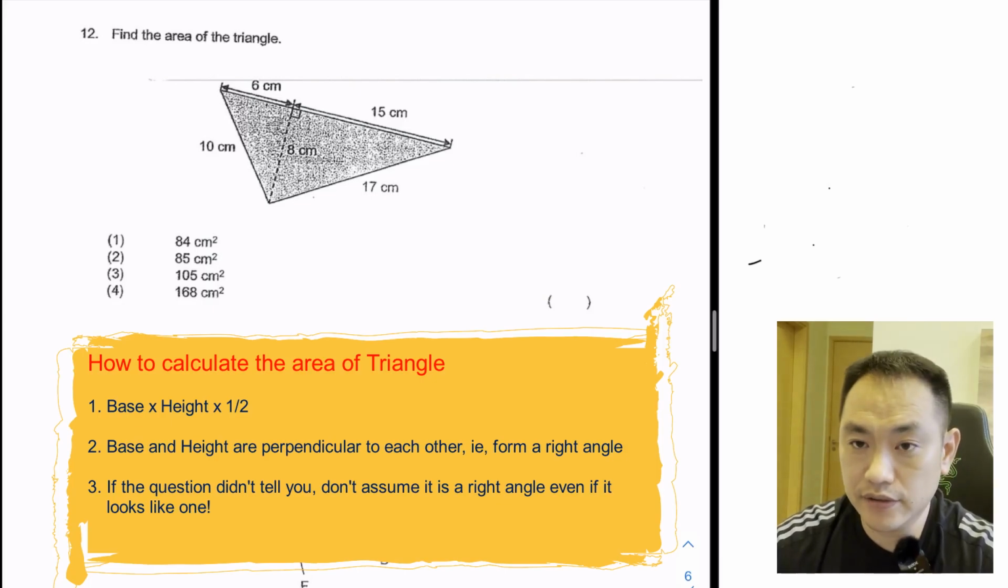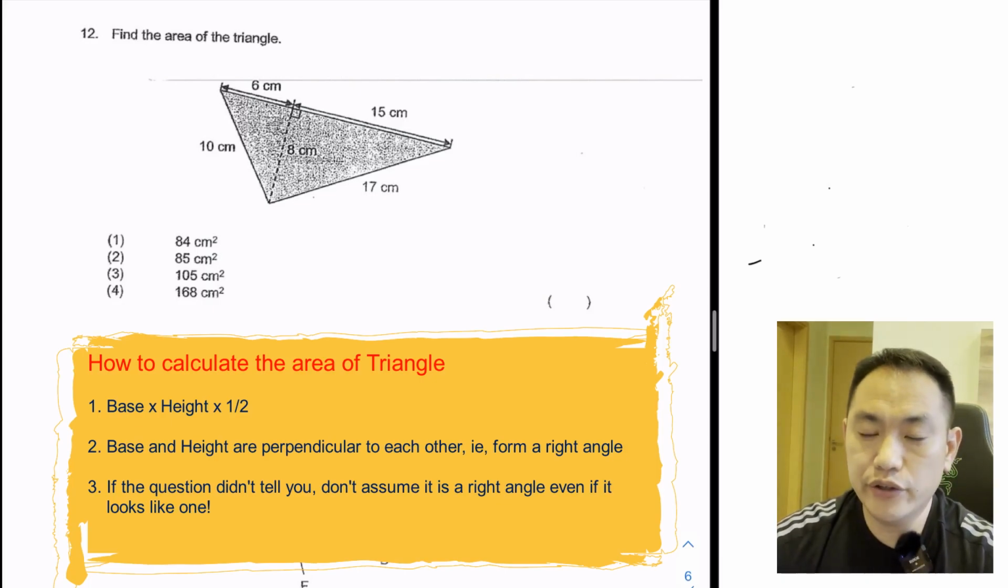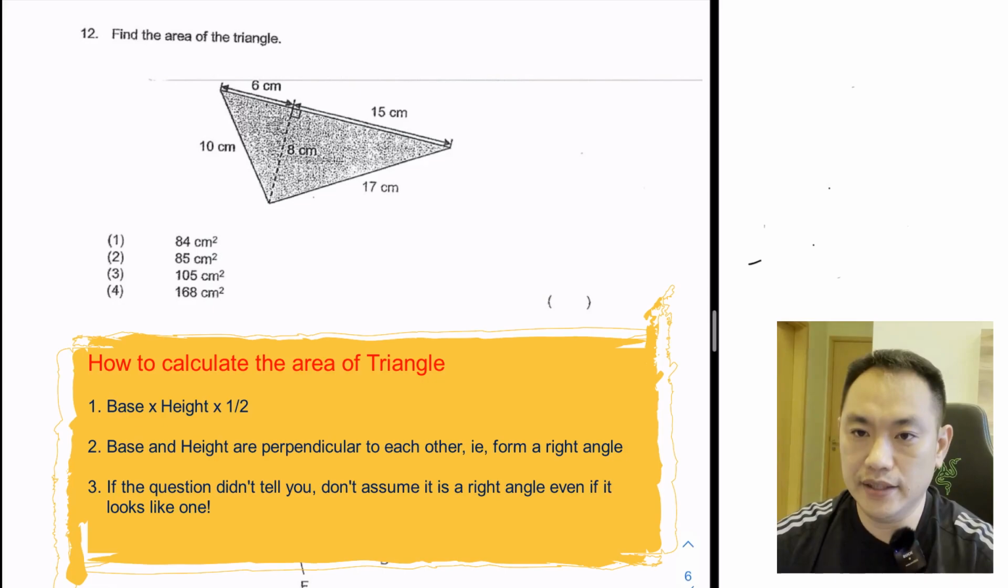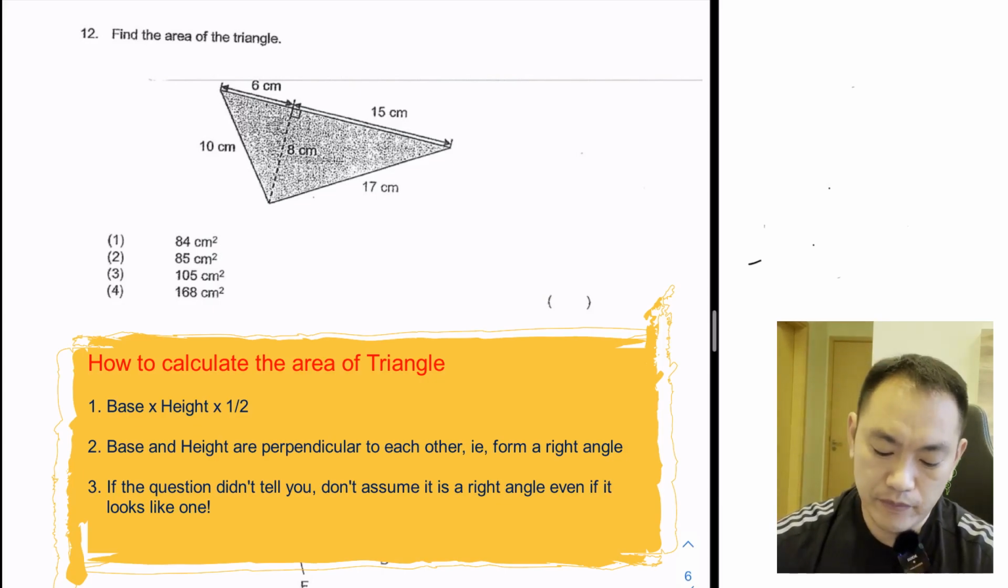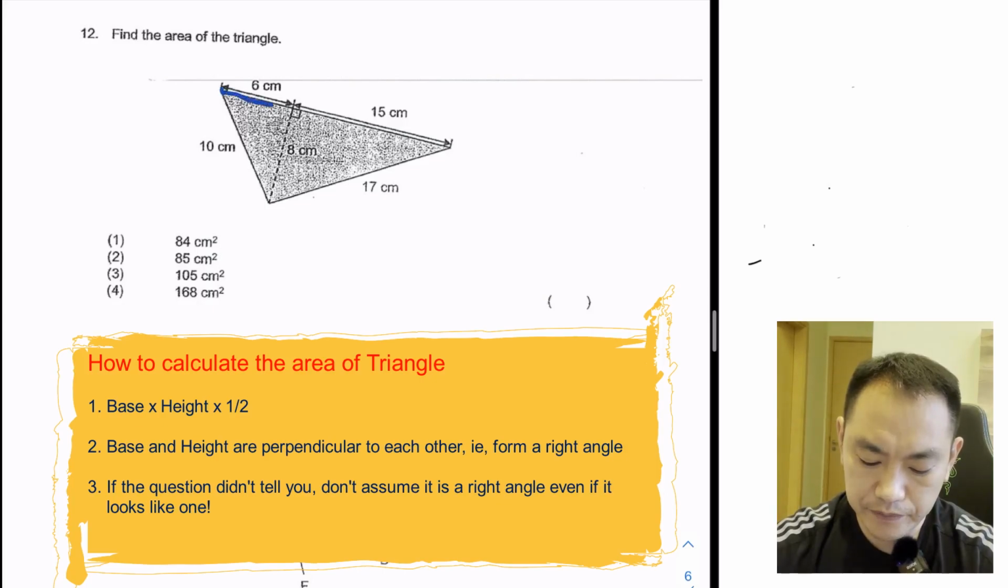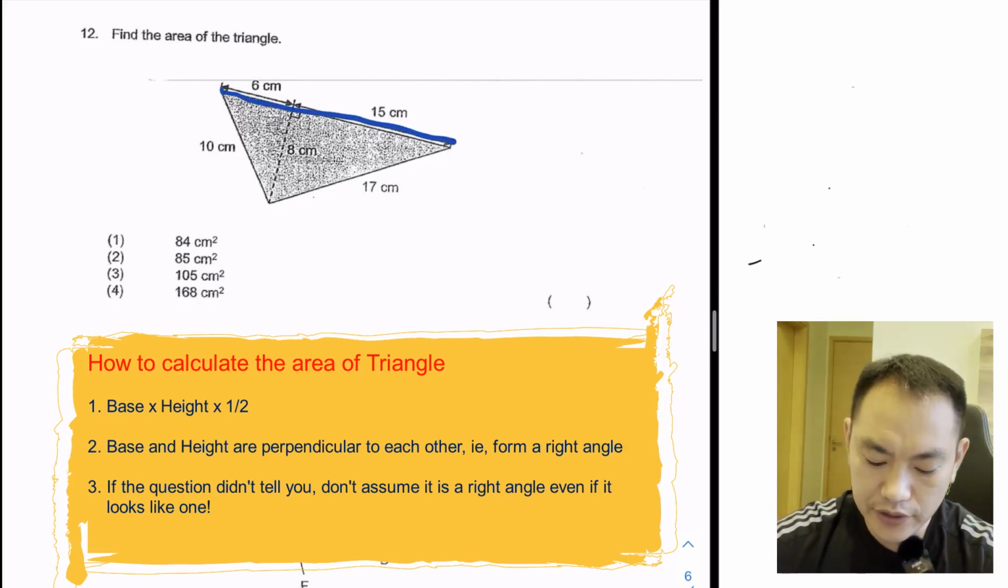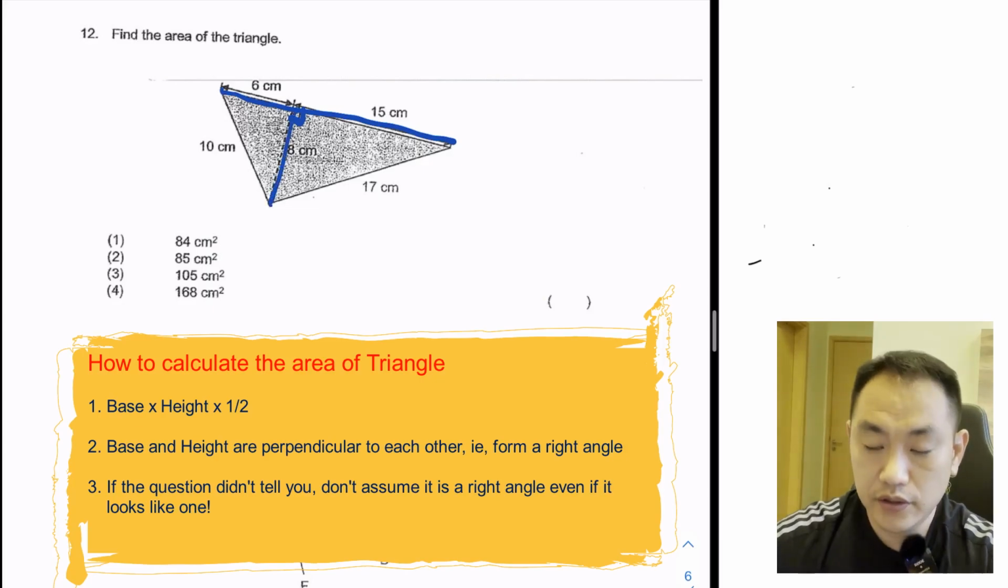Okay, so in this case, if you look into the triangle, we are very used to looking at the triangle with the base at the bottom and the height as a vertical. But in this case, it's a little bit difficult to see, but actually it's quite straightforward. So if the base is here, and you can see there is a right angle here, which means the height is also here. So for calculation, it's quite straightforward.